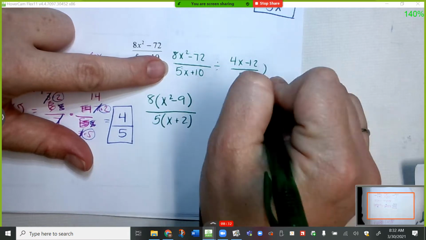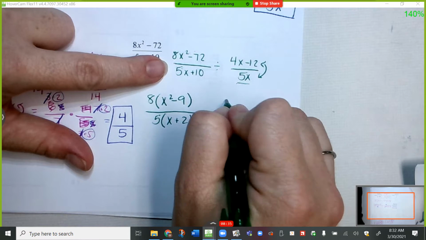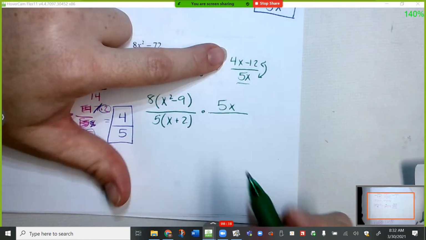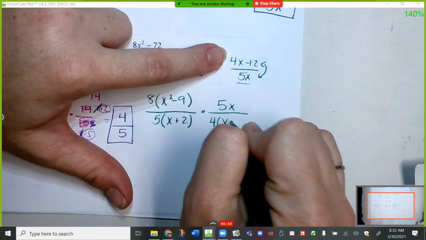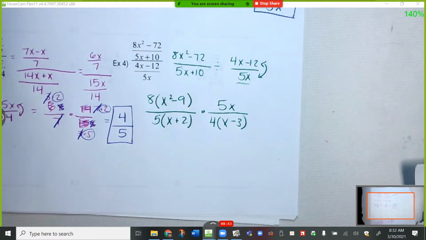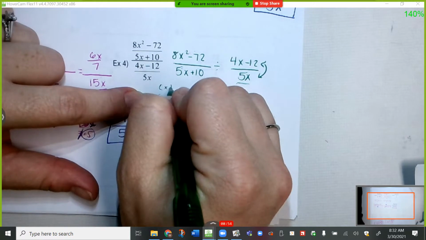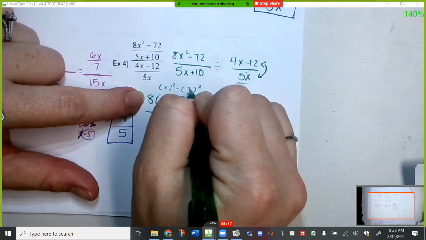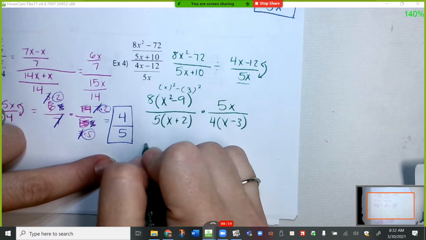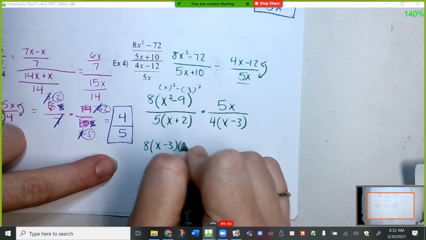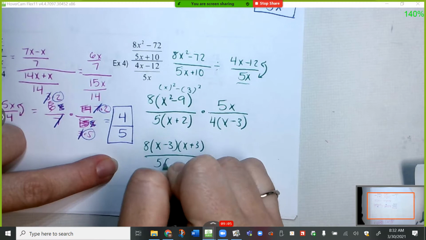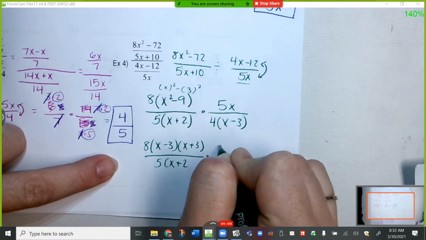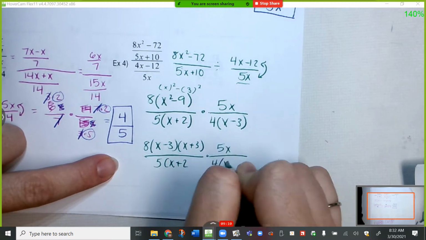Now I'm going to change this to multiplication and flip. Does 4 go into 12? And I get x minus 3. Now, is this fully factored? No, what piece is not? The x squared minus 9. X squared is a perfect square, and so is 9, because 3 squared. So this can break down to 8 times x minus 3 times x plus 3 over 5 times x plus 2, times 5x over 4 times x minus 3.